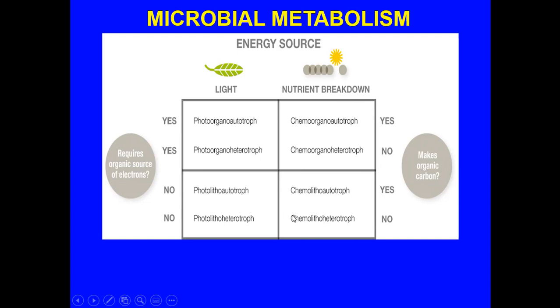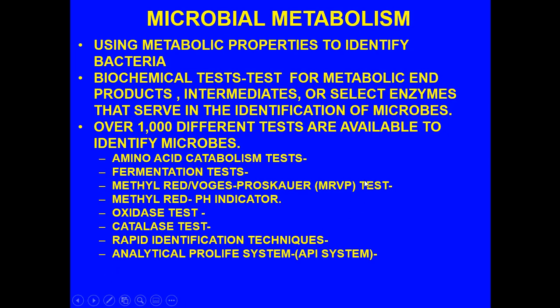I can't make organic carbon here either, the chemolitho-heterotroph. The chemolitho-autotroph gets its energy from the lith. Whenever you see that, people would think of lith like stone, but you're getting it from non-carbon sources like hydrogen sulfide, like methane, like metals. Okay? Now, here's the key point.